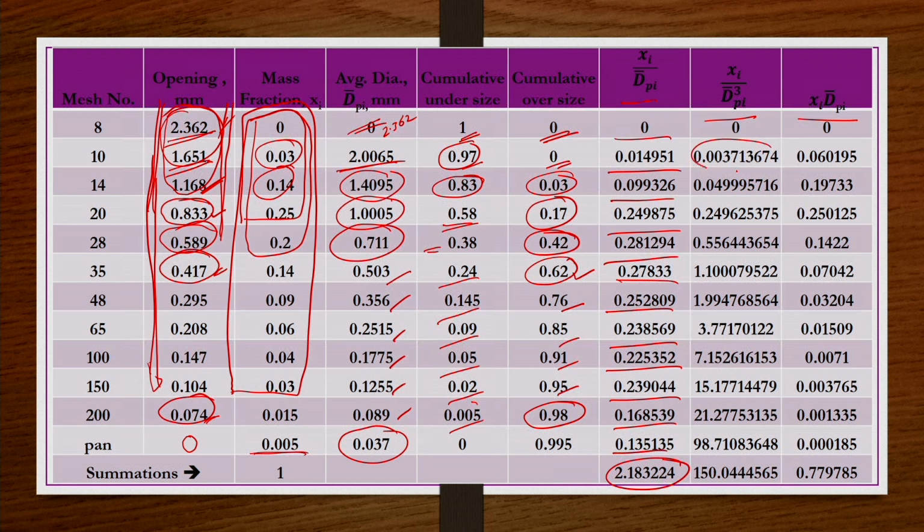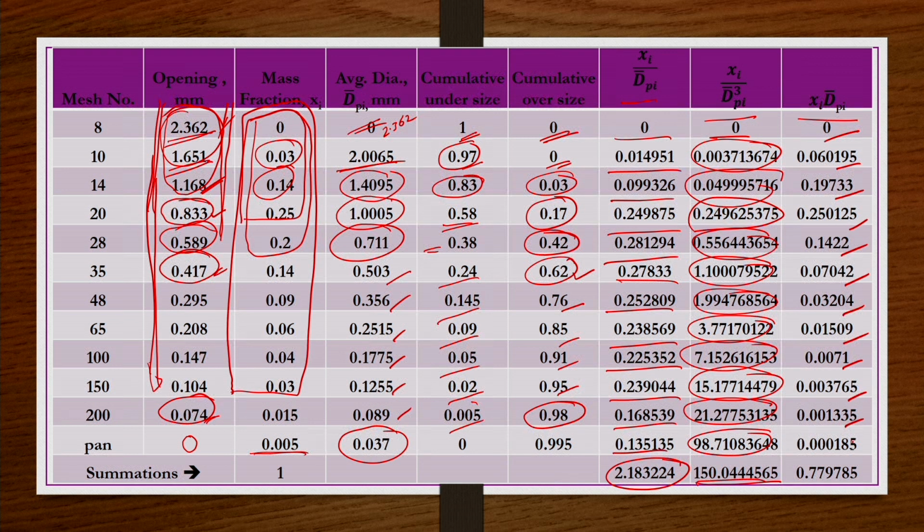For each row you get these values, and whatever xi by dpi bar cube values you get, you add them together, so you get 150.044. Similarly, xi by dpi bar, if you calculate for each row and then add them together, you get 0.779785. This would be required for the average diameter calculations.